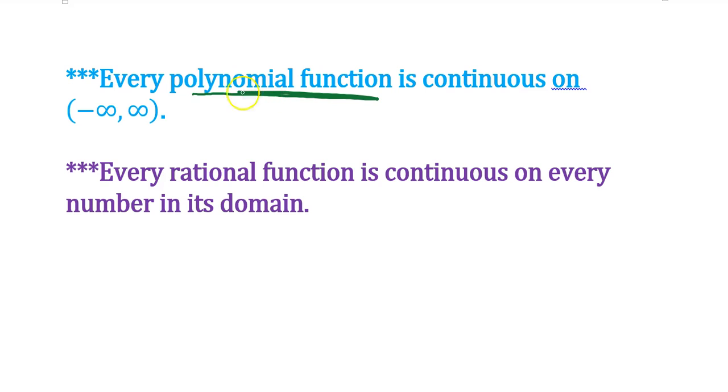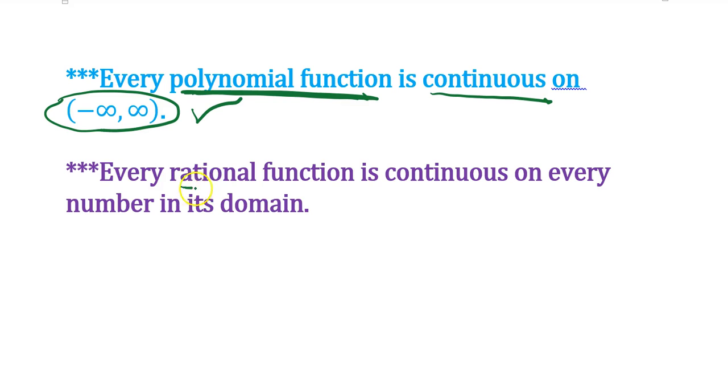The first states the following. Every polynomial function, and we talked about what a polynomial function was in the limit section and reviewed that. Every single function that's considered to be polynomial is always continuous from negative infinity to positive infinity. If you can recognize that you have a polynomial function, then you can automatically tell me that its interval of continuity is negative infinity to positive infinity. There would be no breaks in that graph at all.